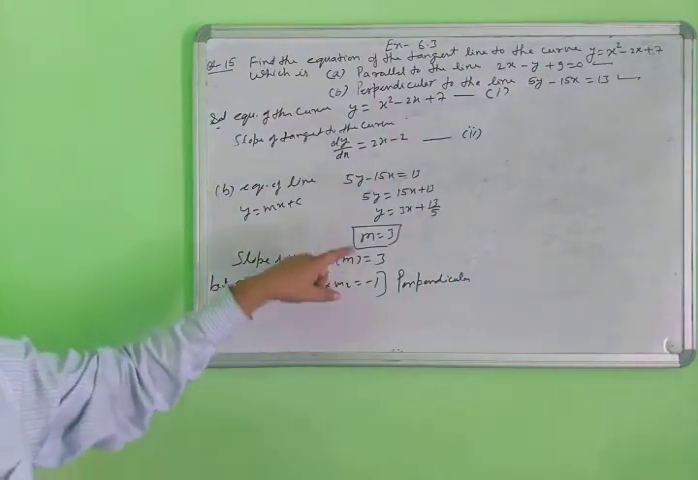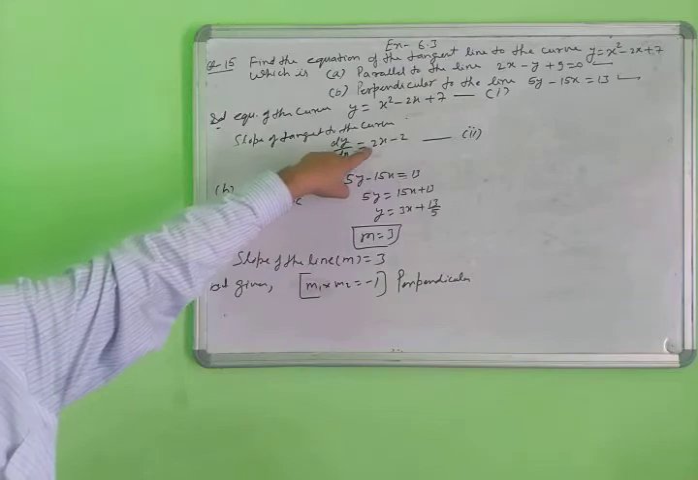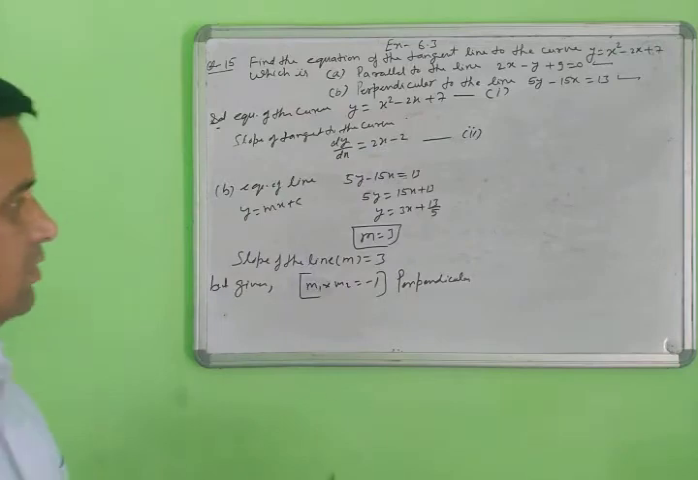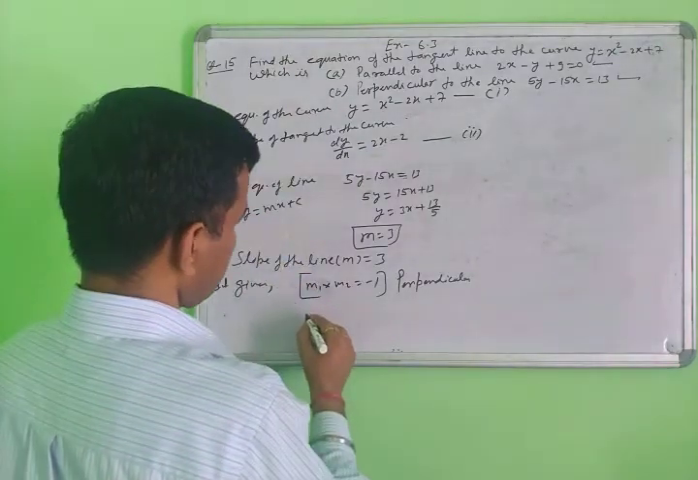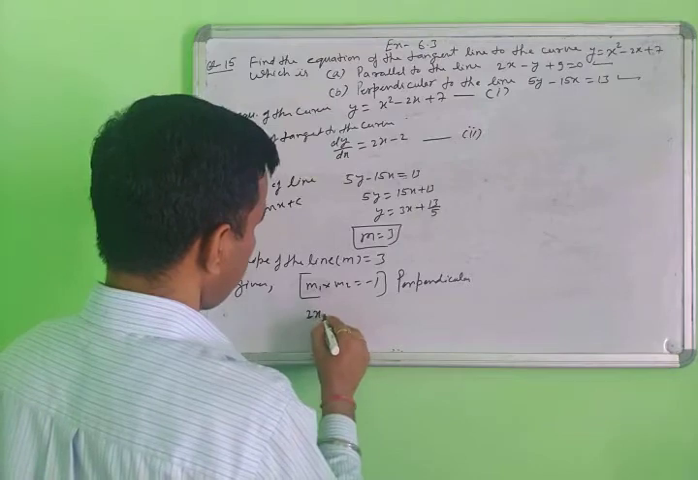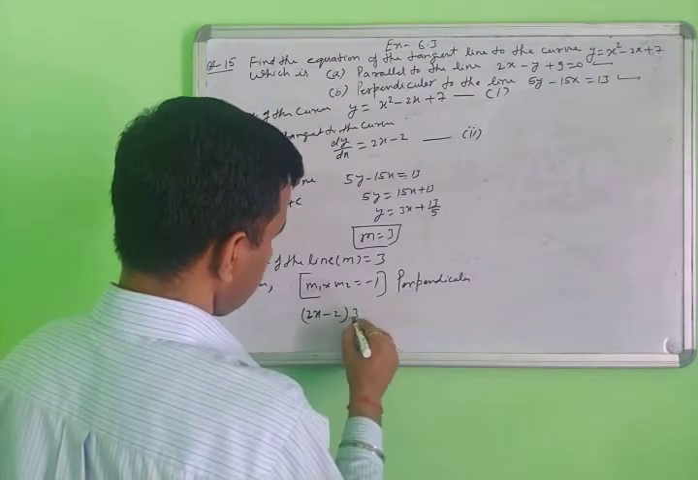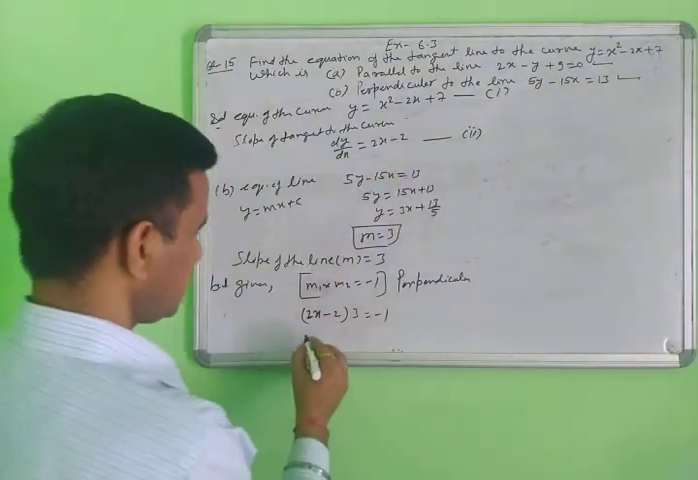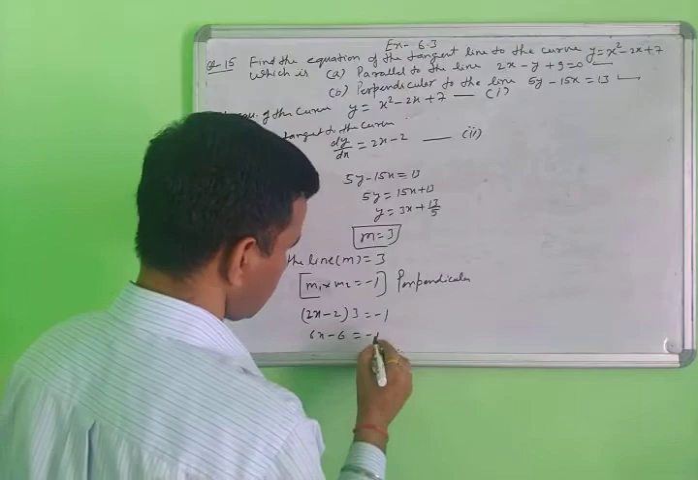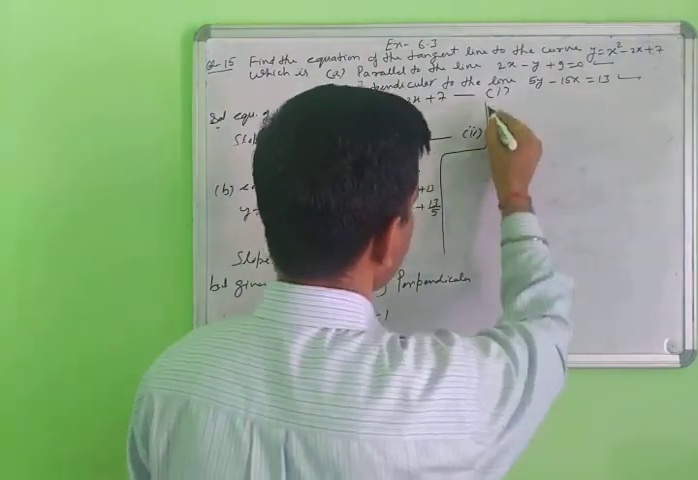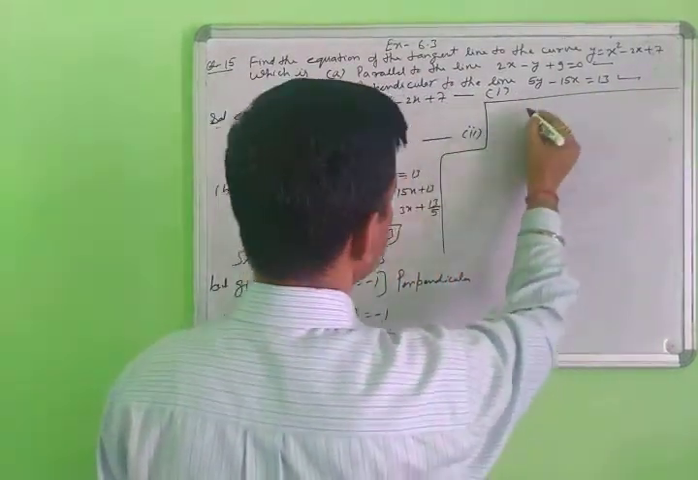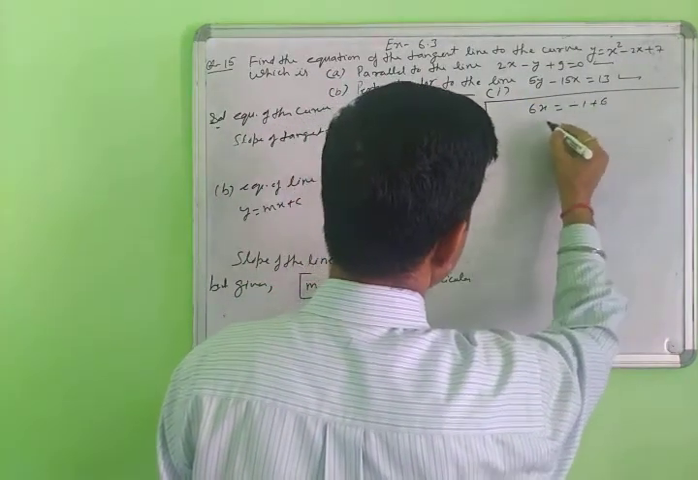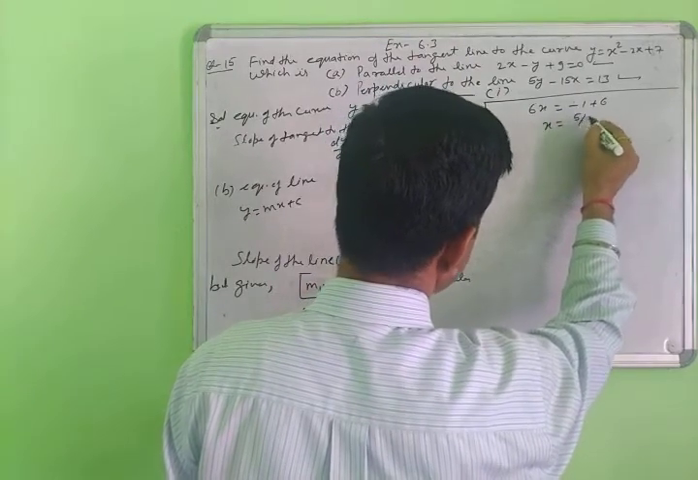Using this, the slope of the line you already found, and the slope of the tangent to the curve is already given. Equating m1 m2 and putting the values: 2x minus 2, into 3, equals minus 1. This is the slope of the first, this is the slope of the second. We get 6x minus 6 equals minus 1. What will you get here? 6x equals minus 1 plus 6, so x equals 5 by 6.